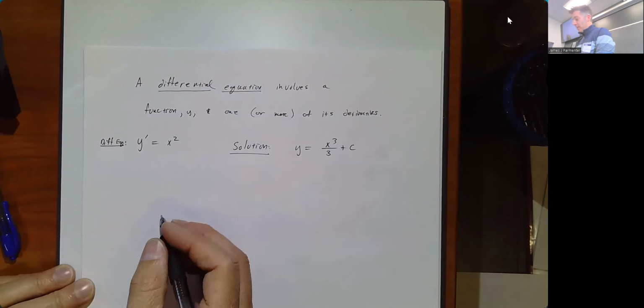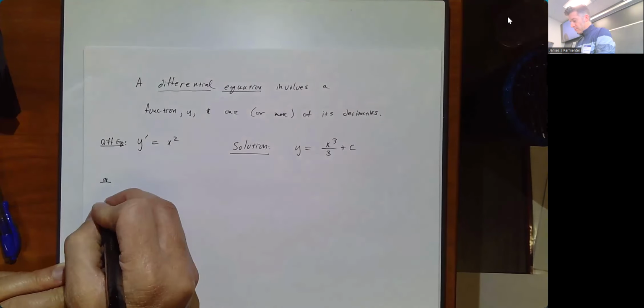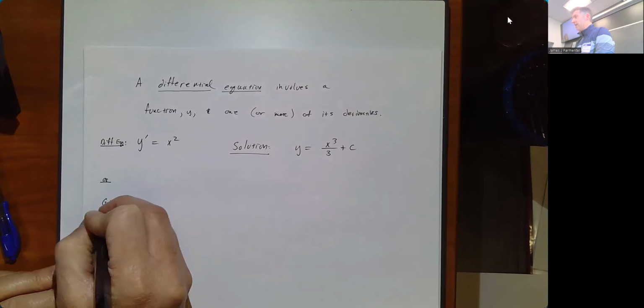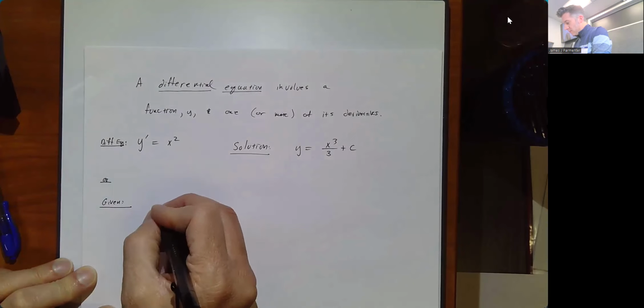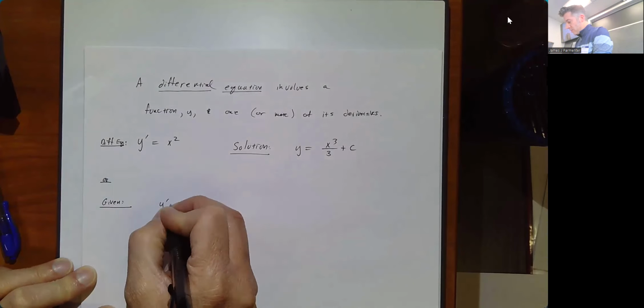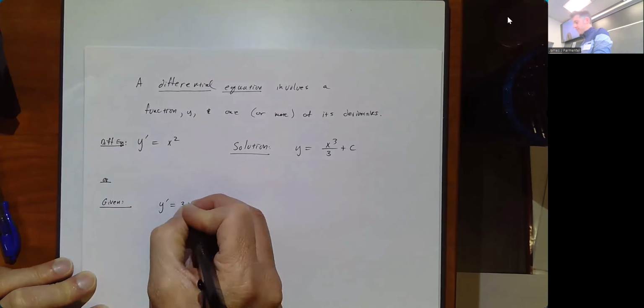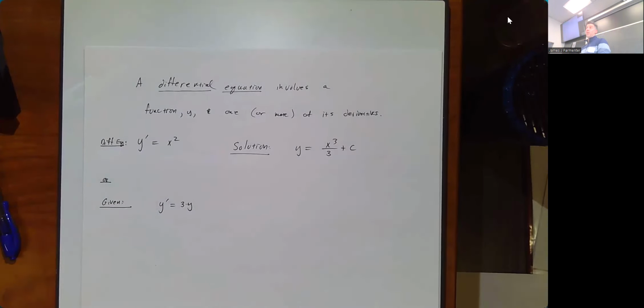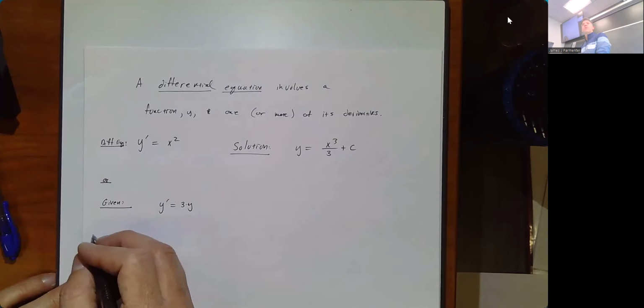I could also do something like this. We should start with a classic. Here's a differential equation. y prime is equal to 3 times y. This one's a little bit harder, I'm not gonna lie. We'll start with this and then we'll work on it.